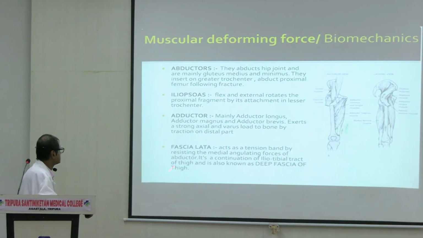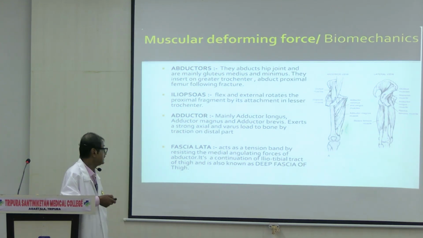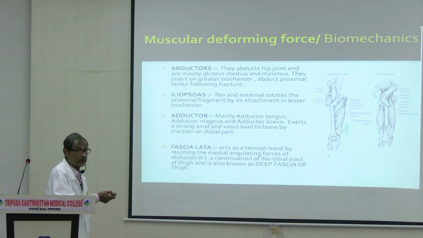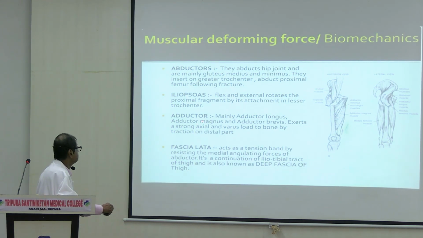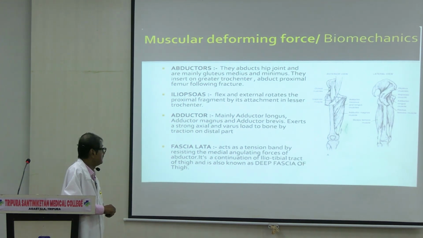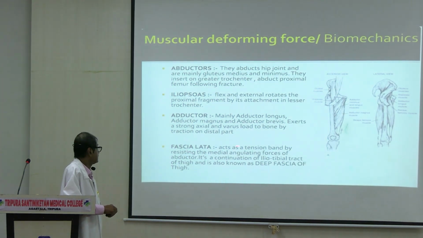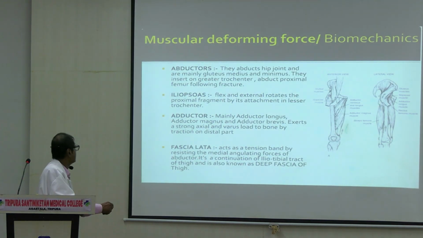So the adductors are the muscles on the medial side. What are the adductors? Adductor longus, brevis and magnus. Magnus means big, and brevis means small. They are strong. The fascia lata is on the lateral part, with the tensor fascia lata on the lateral part, and it becomes the deep fascia of the thigh.